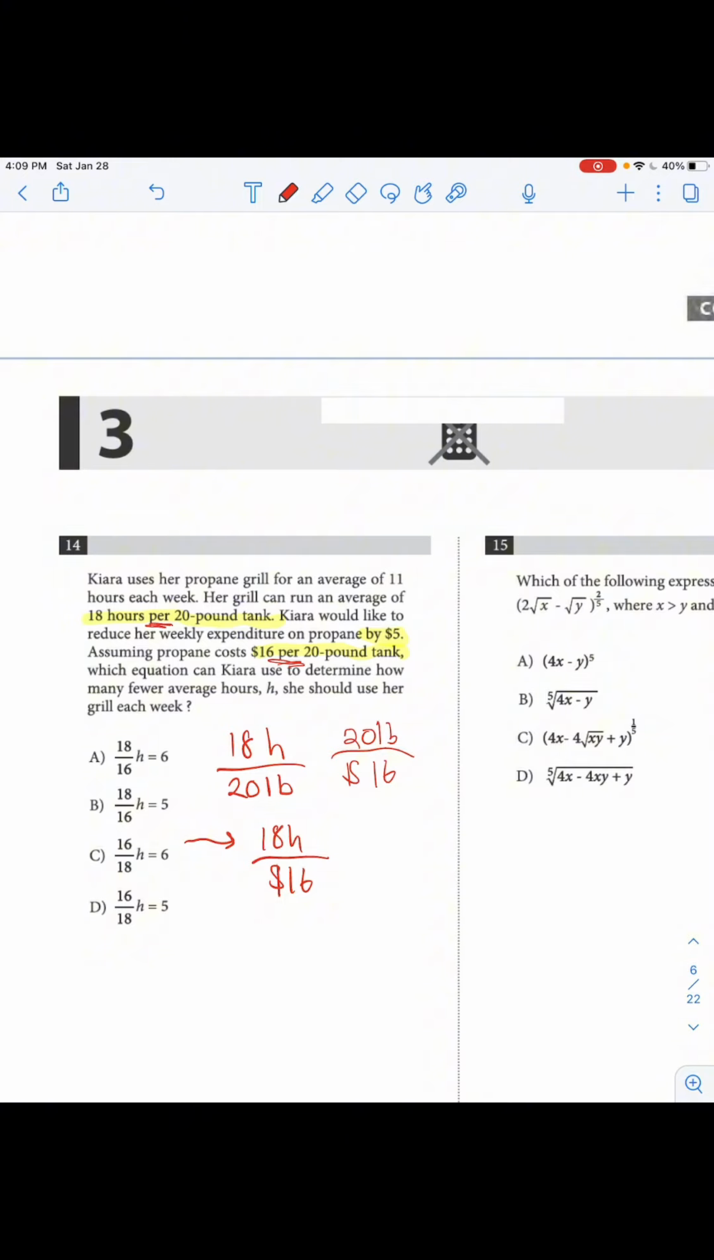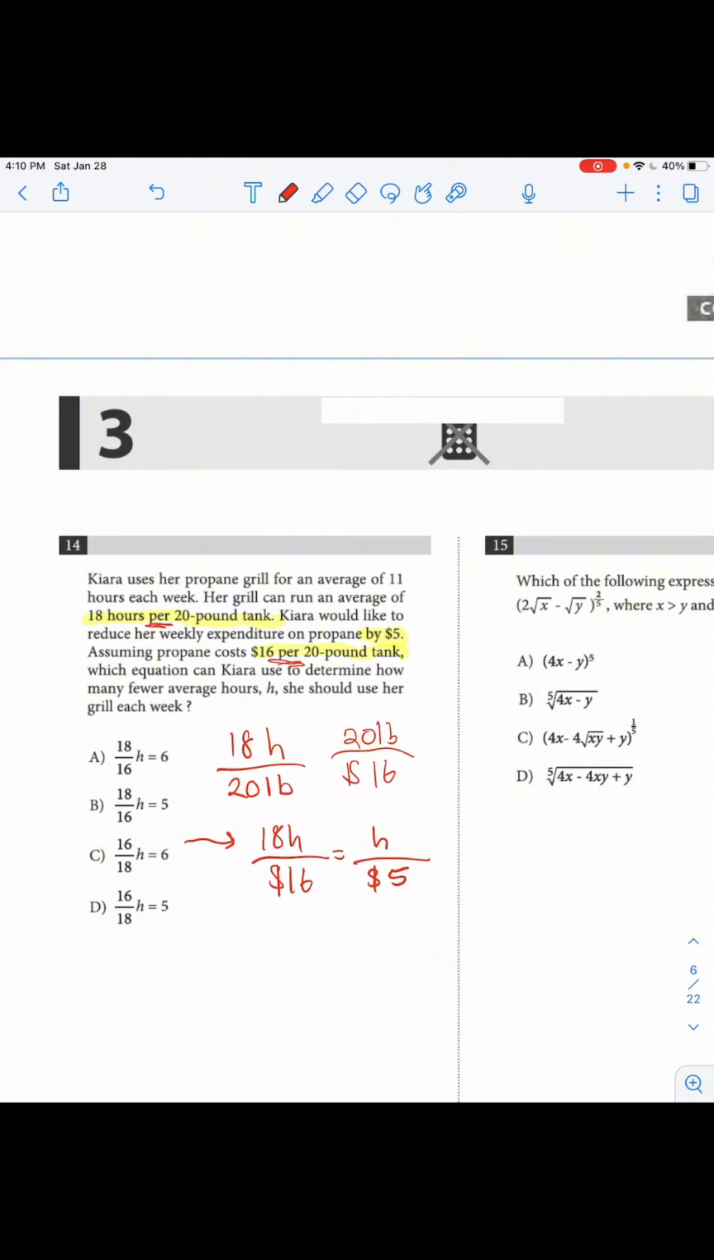So now we can use this rate to actually solve the problem. It's asking for how many fewer hours Kiara should use the propane to save $5. So really we can reword it as: how many hours of gas can we get with $5? So let's write that as a rate as well. I can write H hours for $5, and these two rates have to be equal to each other.